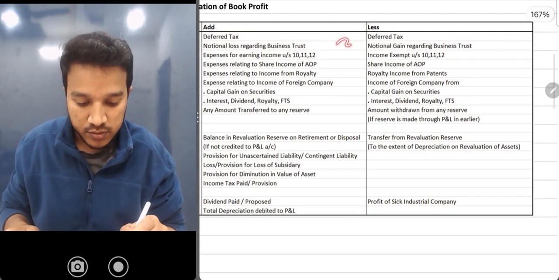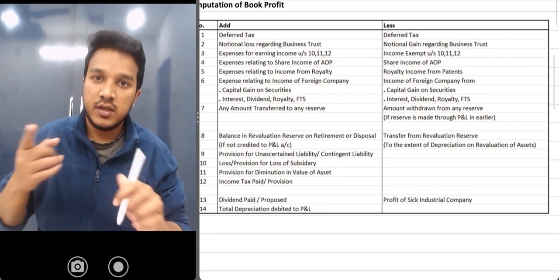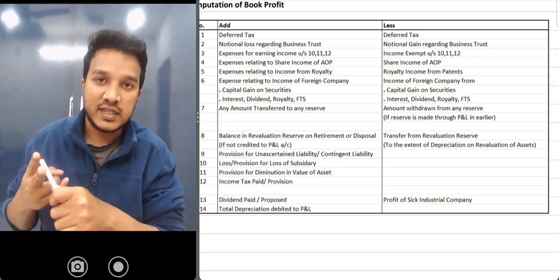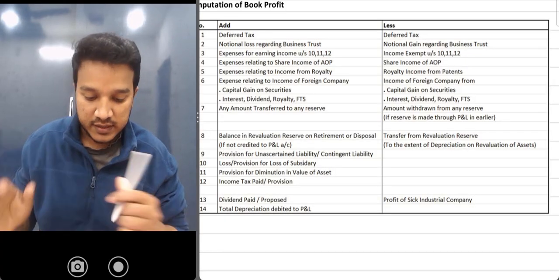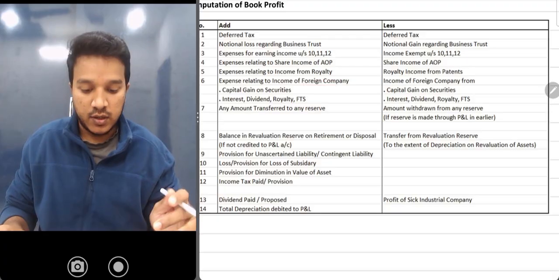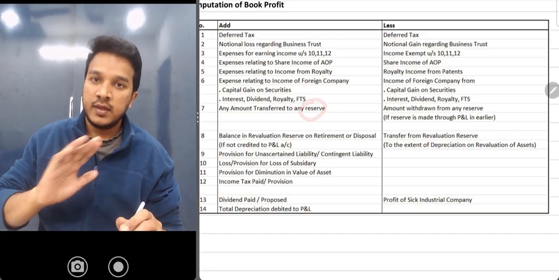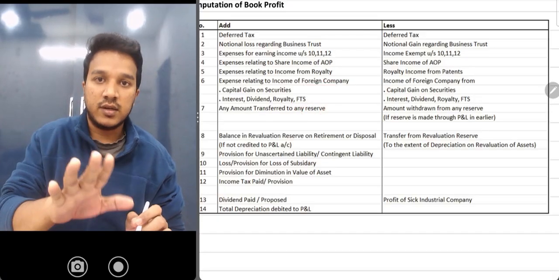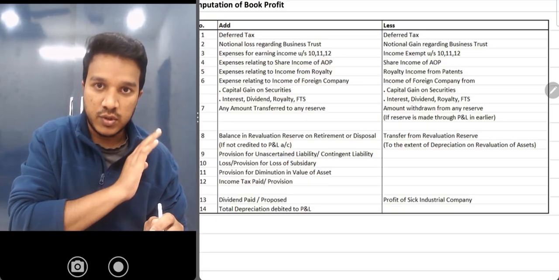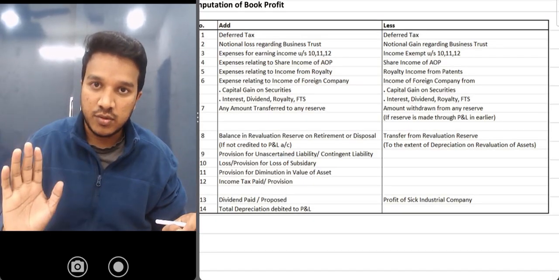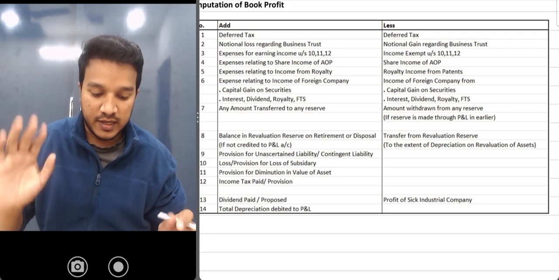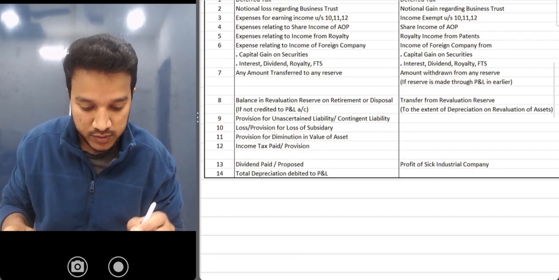Till here it is clear, no? What all things have been done? Your business trust is done, section 10, 11, 12 is done, AOP is done, royalty is done, deferred tax is done, foreign income is done, and last one, reserve. Clear till here? Income, if it is credited to P&L, you should reduce. Any expenses for earning that income, if debited to P&L, add it. Done.